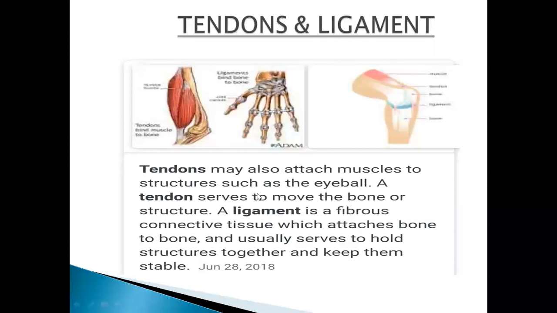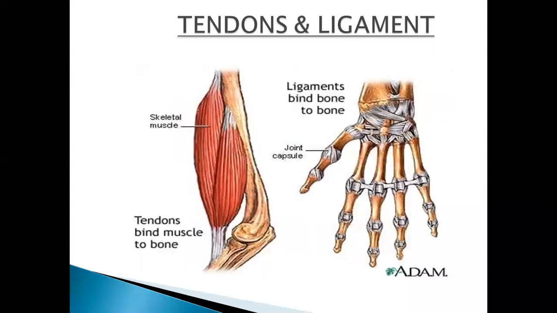And what is a ligament? This was the tendon that is attaching your bone with the muscle. And the ligament is a fibrous connective tissue which attaches bone to bone. When two bones join with each other, that is called the ligament point, fine? It usually serves to hold structures together and keep them stable, and it makes your skeletal system stable. So these two terms are clear. Let me show you with this diagram. Now it will be clearer.